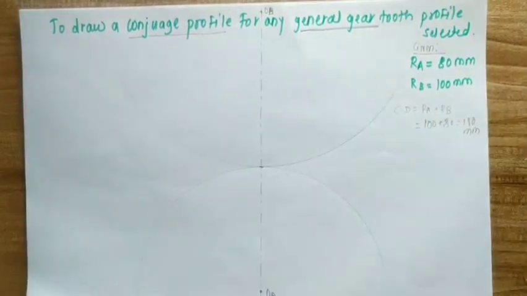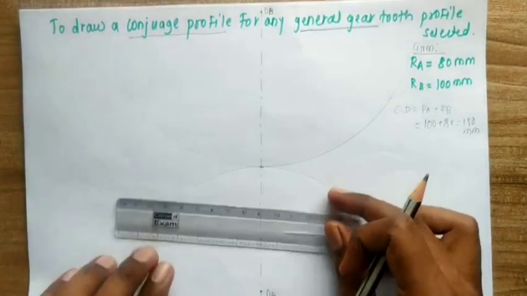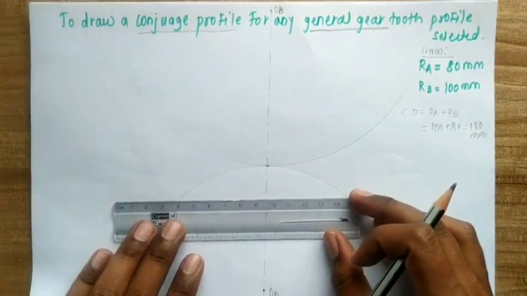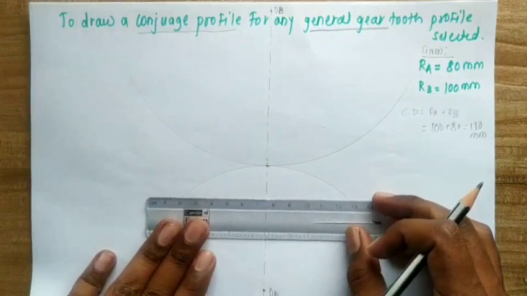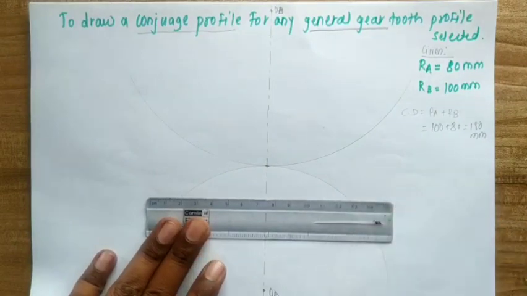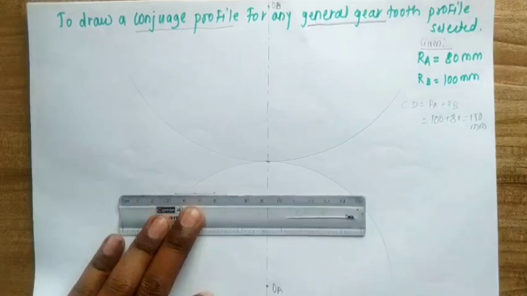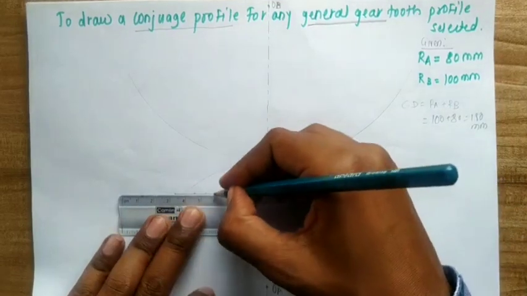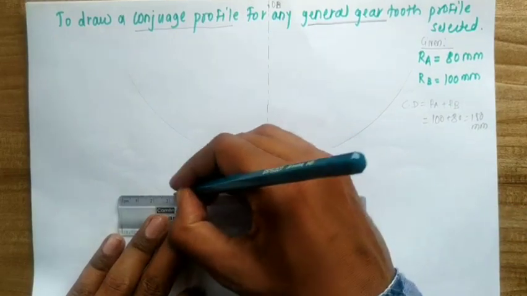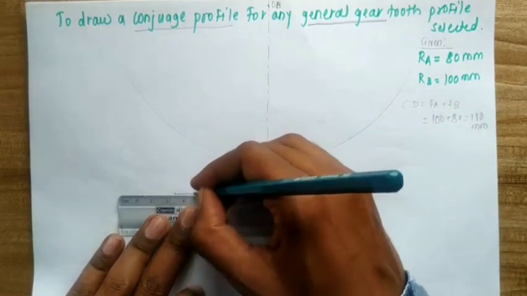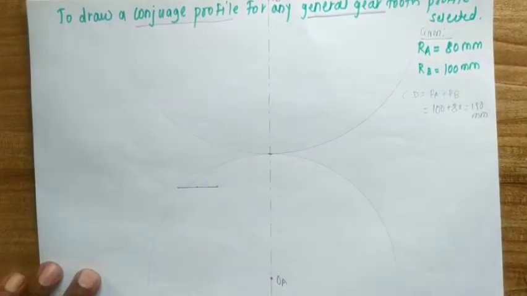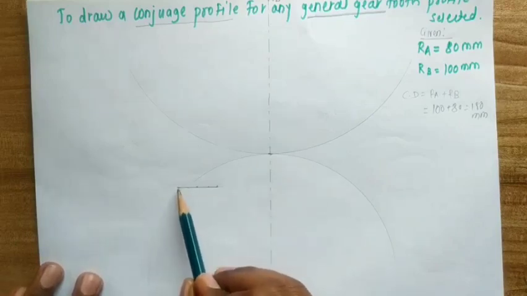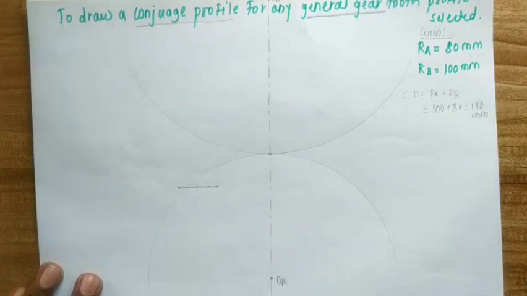So let's select a random profile which will be a straight line. I am drawing one random straight line profile, and on this profile I have drawn a number of points. You can see here I drew one straight line gear tooth profile, and on this gear tooth profile I took 5 points, 1, 2, 3, 4 and 5.